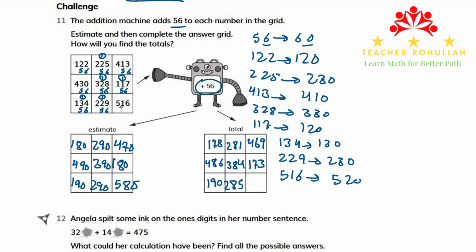The last number is 516. So plus 56. 6 plus 6 is 12. I write 2 here and 1 above the tens place. 1 plus 5 is 6, and 6 plus 1 is 7. And 5 plus nothing is 5. So the sum is 572. We are done with both estimation and finding the exact total. Let me scroll down to move to the next question.